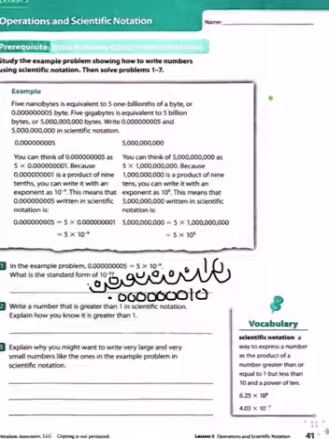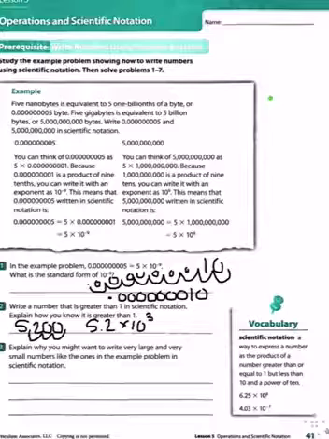Number 2, write a number that is greater than 1 in scientific notation. Explain how you know that it is greater than 1. I'm going to pick any number. I'm going to say 5,200 is my number. To write that in scientific notation, I'm going to move the decimal 1, 2, 3 times. I get 5.2 times 10 to the third power.